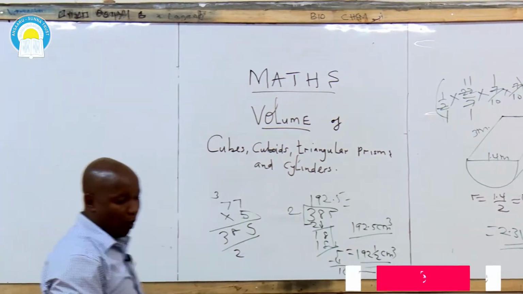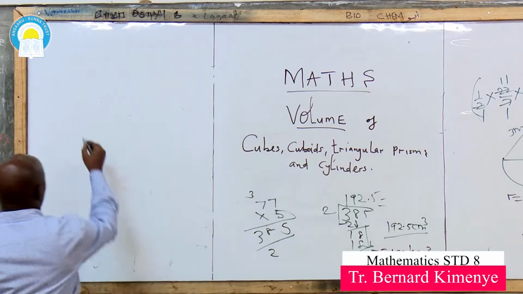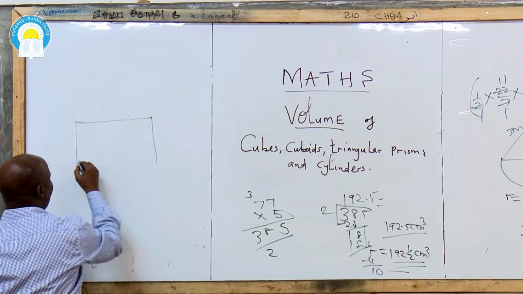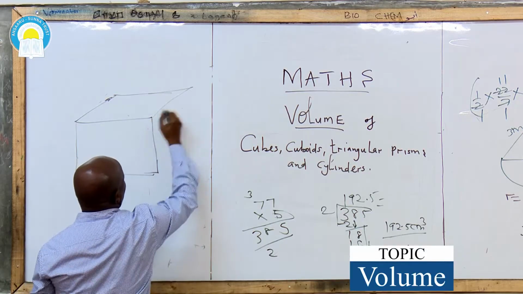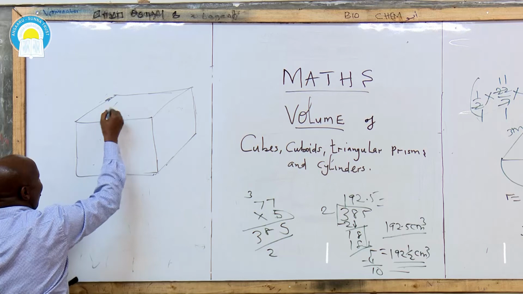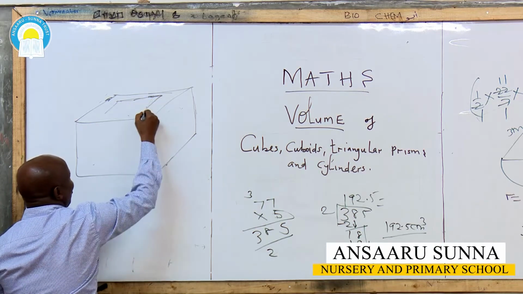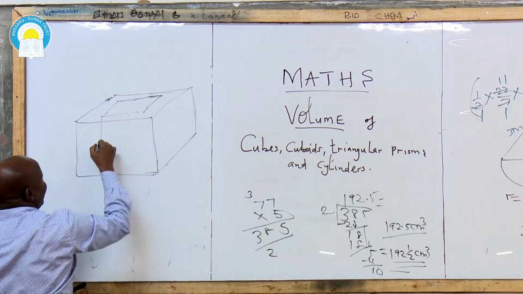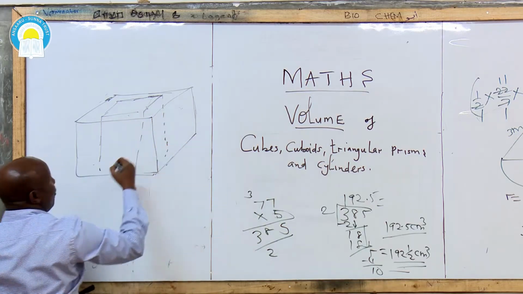Past KCPE question on volume. This one is an open box. That's why you open your eyes, you broaden your mind. It is an open box like this, and you are told there is a hole. I repeat, it is open at the top. The box is open.